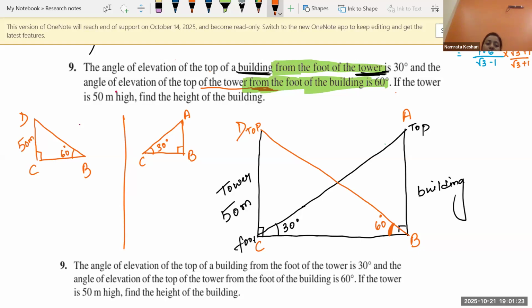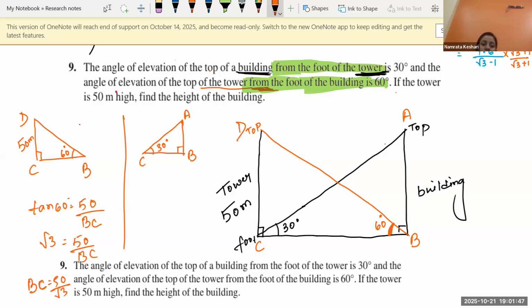Okay, so again same way, tan theta is equal to opposite over adjacent, BC. Okay, this is 60 degrees, root 3 is 50 by BC, and from here we are getting BC as 50 by root 3, right? Right.